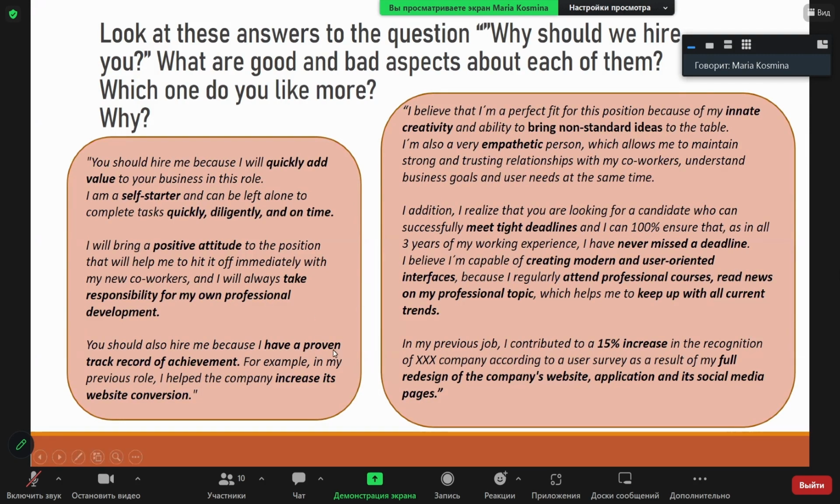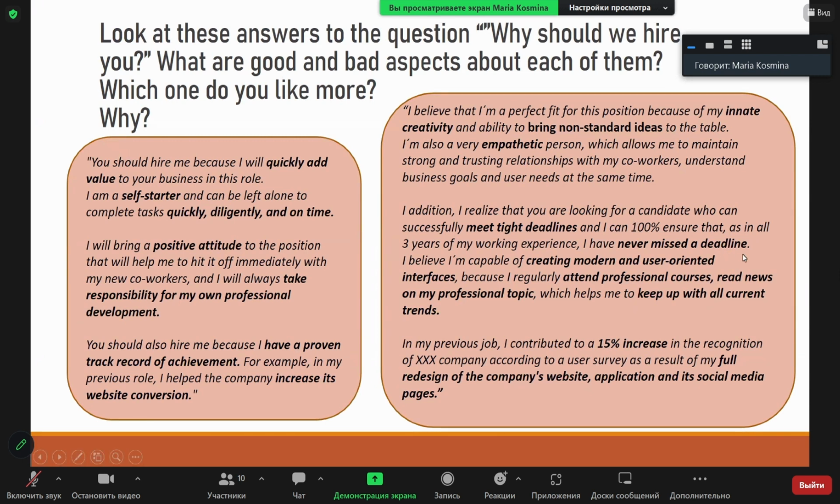Yes, they do mention that thanks to their actions, the company increased its website conversion, but by how many percent? And by which actions specifically? We don't know. Whereas in the second one, we can clearly see that the increase was by 15%, and thanks to which actions? Full redesign of the company's website, application, and its social media pages. So I would choose the second one.